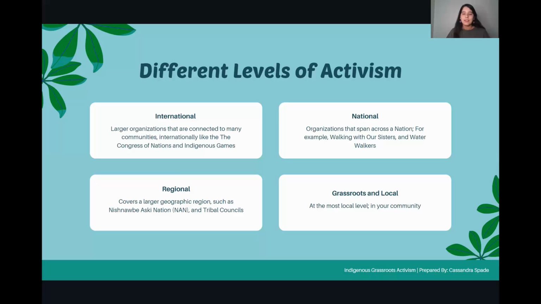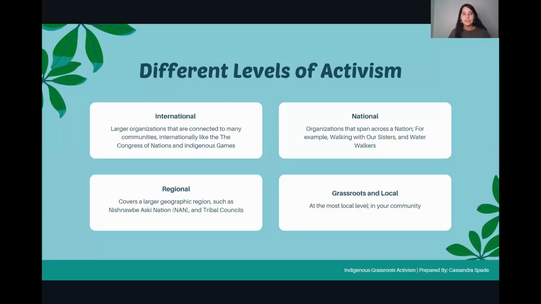And so lastly, we can look at the international, which is the entire world coming together. And so a good example of this is the International Year of Indigenous Languages at the United Nations. And this is when Indigenous groups all over the world come together and they advocate for the importance of Indigenous languages. And we see that the entire world is participating in this level of activism. They are bringing it from their home communities, going to the regional, the national, and coming to the international.